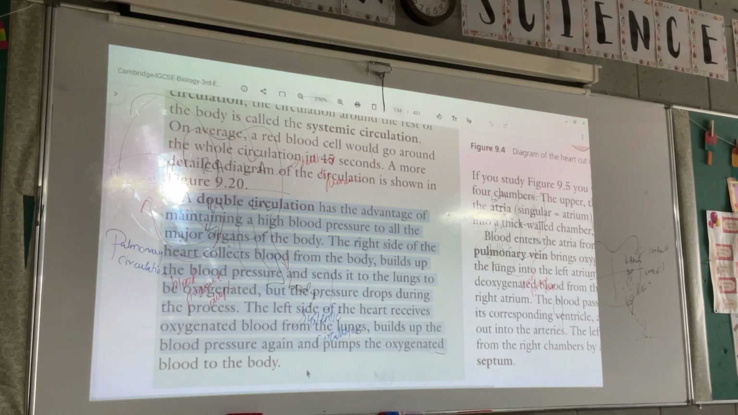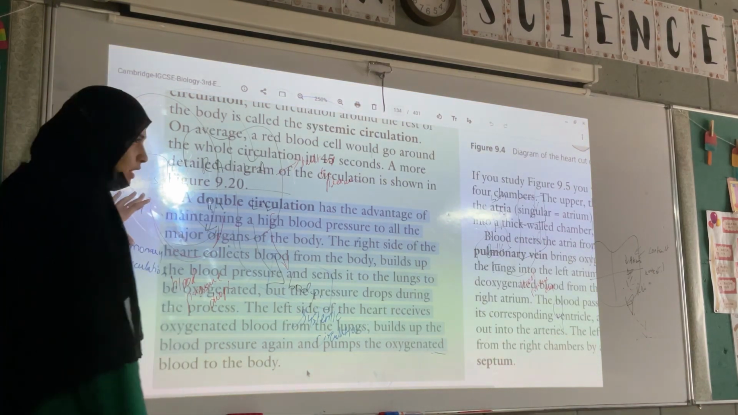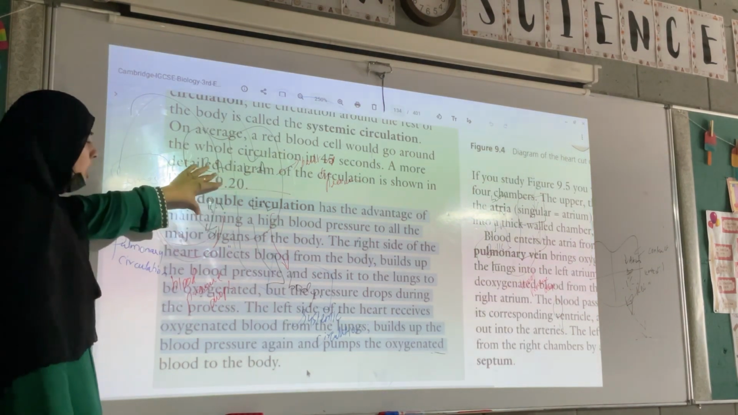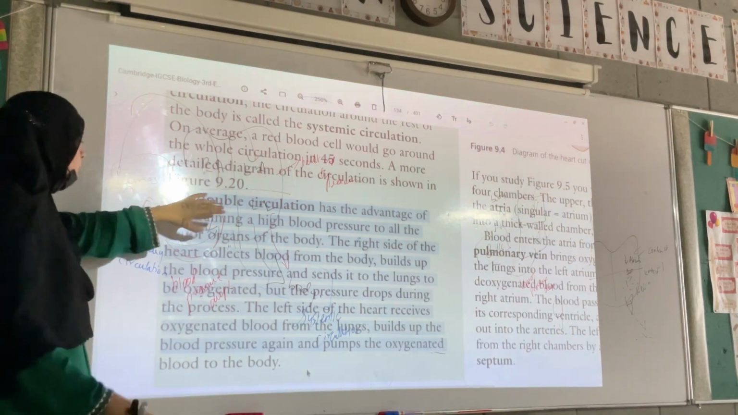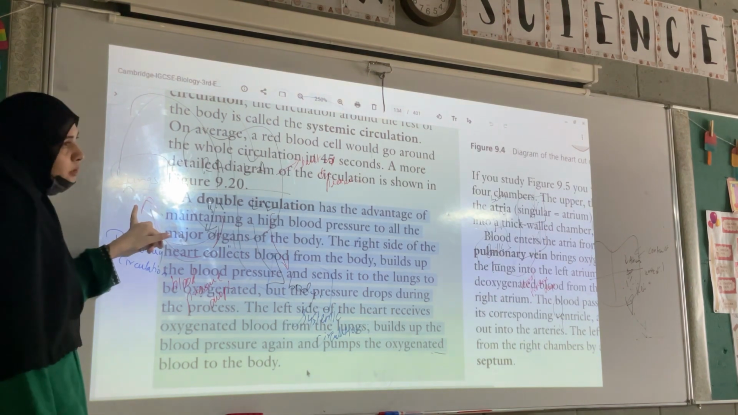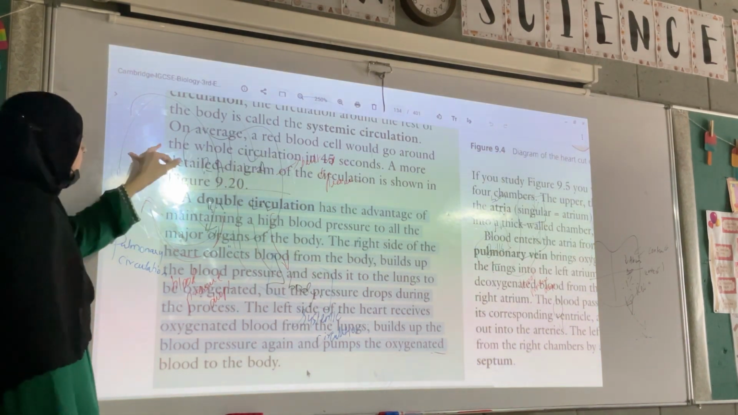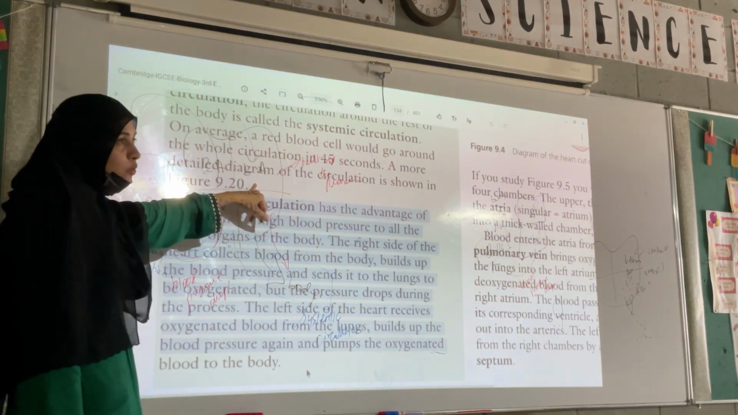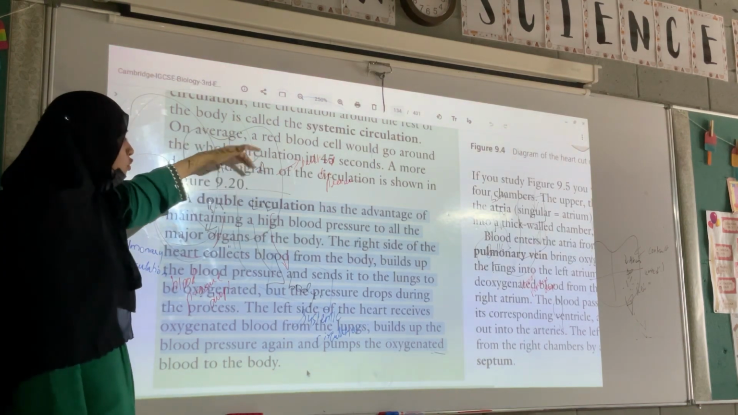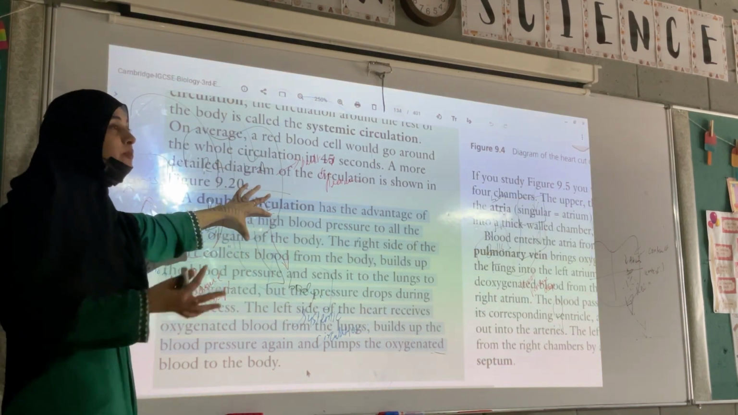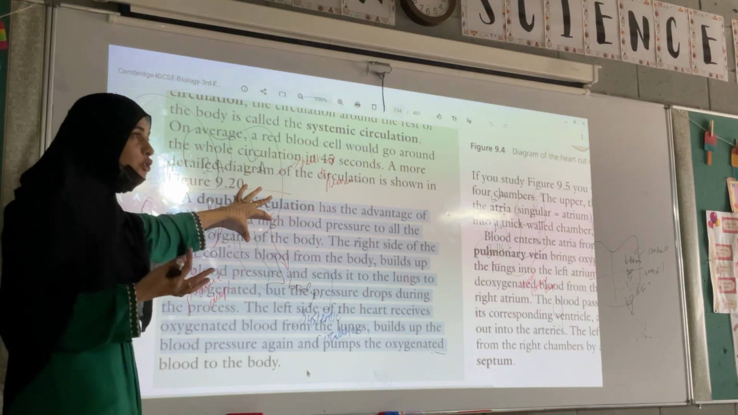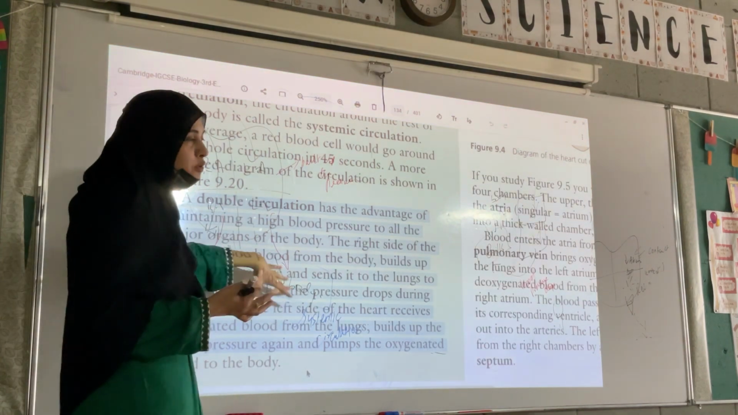Can you explain the advantages of double circulation again? Yes. In double circulation, first the blood goes from the heart to the lungs, right? When it goes in the heart, the blood pressure increases, but when it goes to the lungs, the blood pressure drops. Then it goes back to the heart. Since it is double circulation, it can go twice. So it goes to the heart again, and that helps to build up the pressure. With that high pressure, it pumps to all the organs of the body.